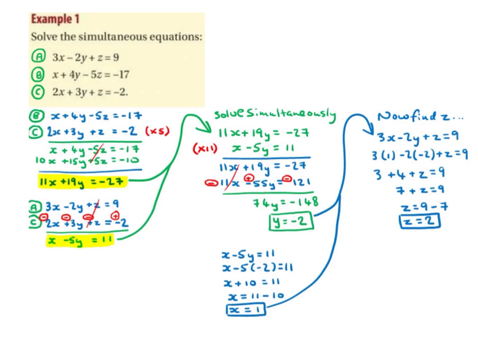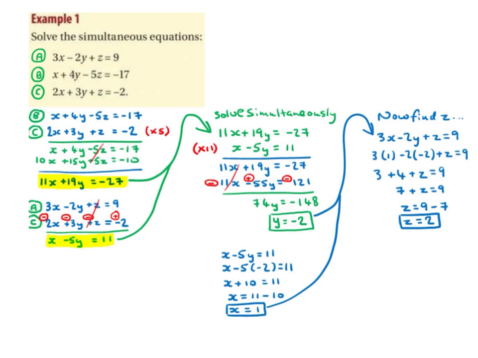So what I'm going to do is multiply equation C by 5 so that my z's match up with different signs and I can cross them out. So I'm going to keep equation B as it is, so I'm going to write that down here. And then I'm going to multiply equation C by 5.